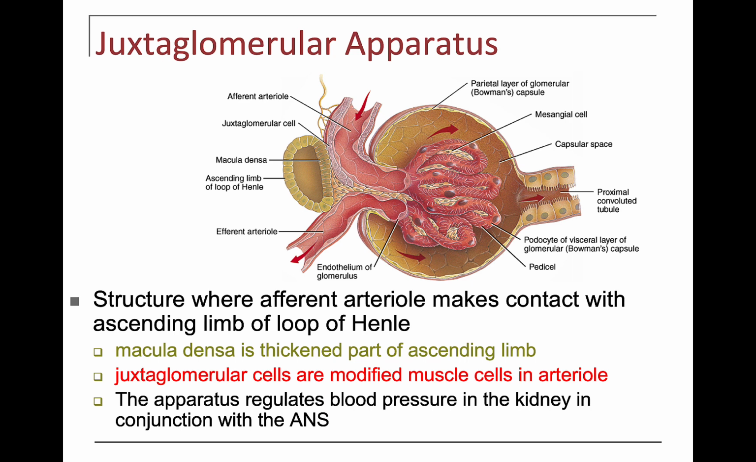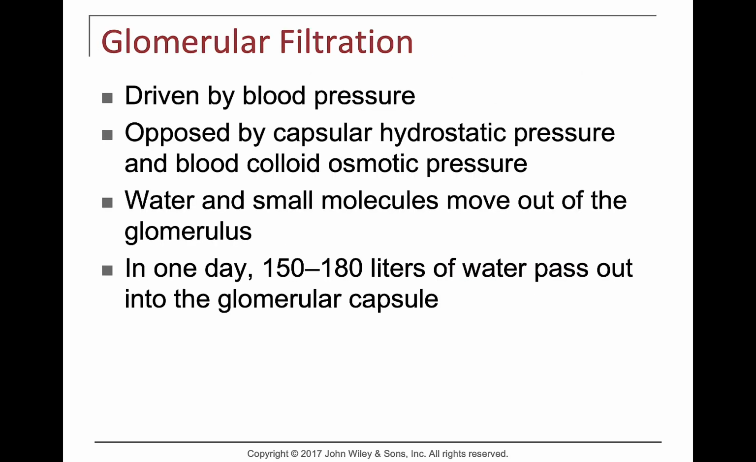By the way, loop of Henle is the same thing as the nephron loop. Sometimes there are multiple names for these, so the loop of Henle and the nephron loop are the same thing. It just happens to be labeled loop of Henle here and nephron loop on some other slides. And juxtaglomerular cells are the modified cells on the afferent arteriole, and this is going to make that juxtaglomerular apparatus, which is going to modify the blood pressure coming into the glomerulus, as we'll see soon.